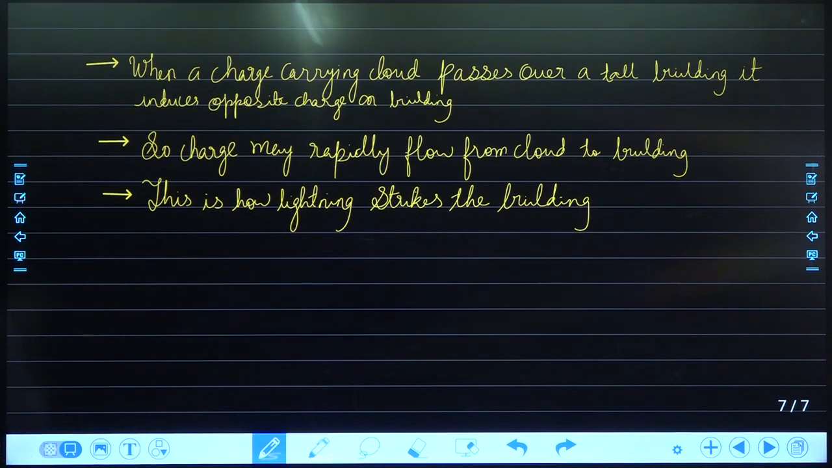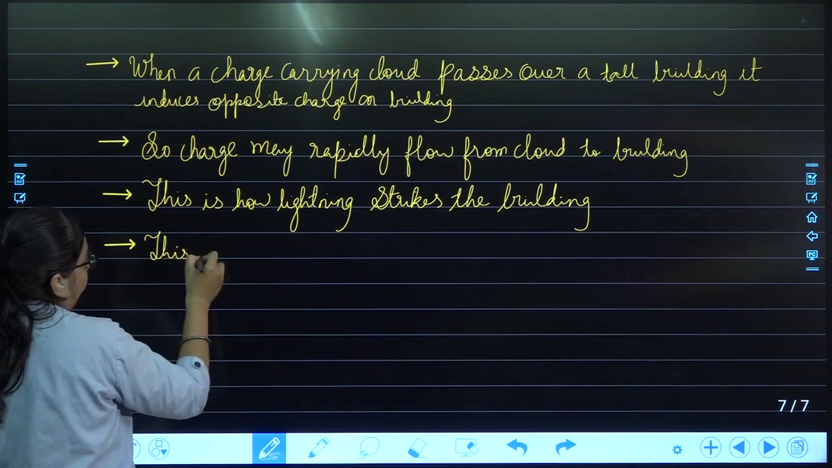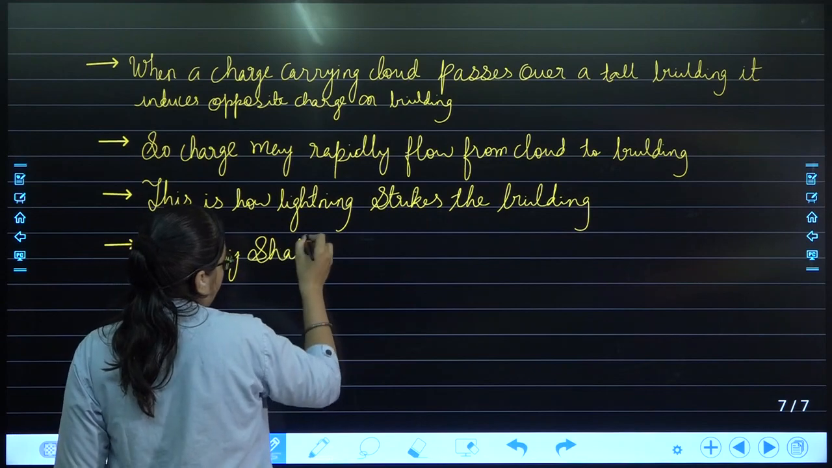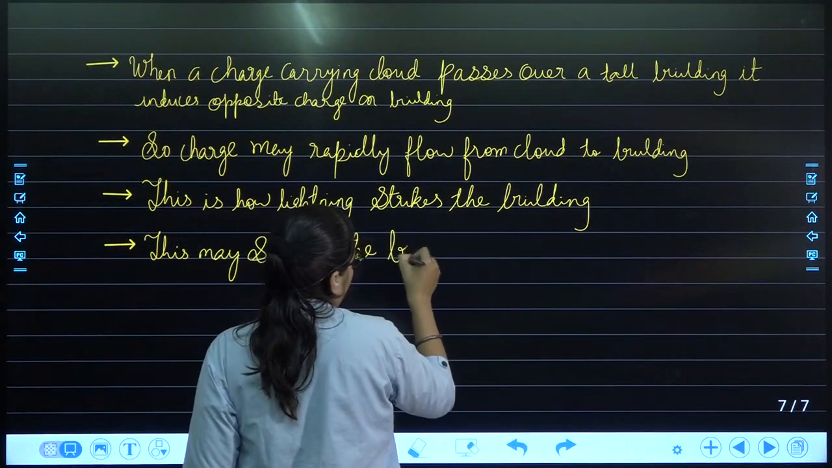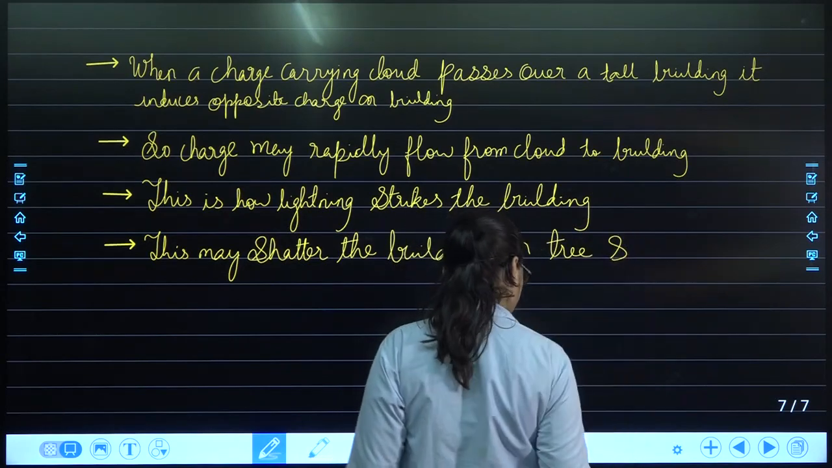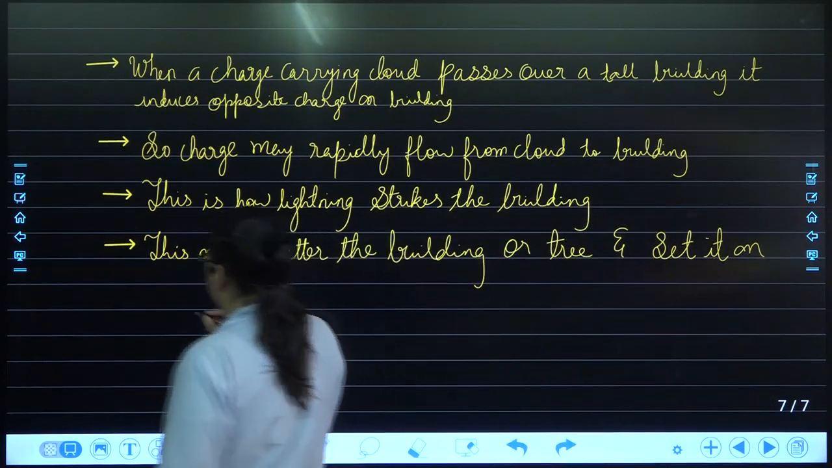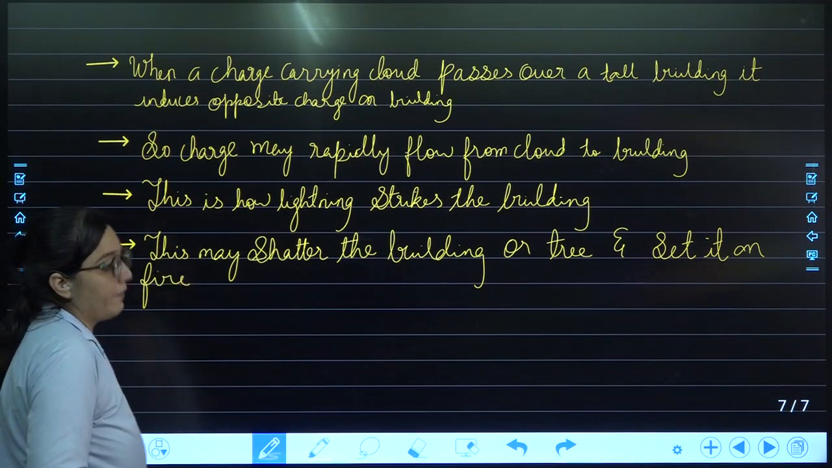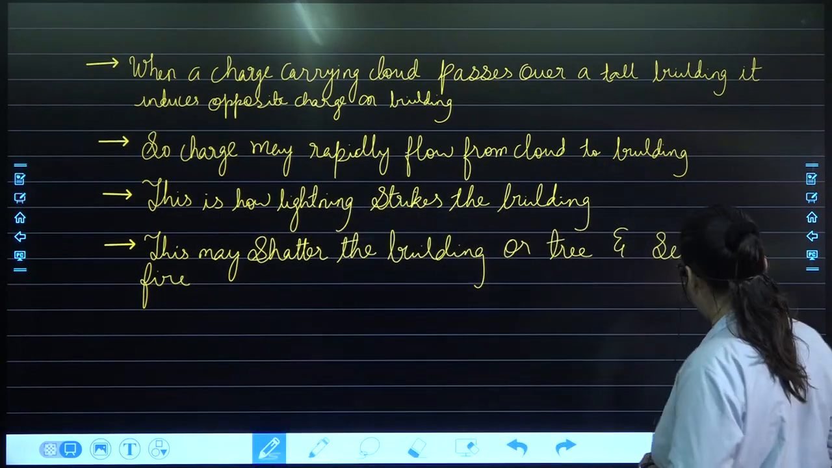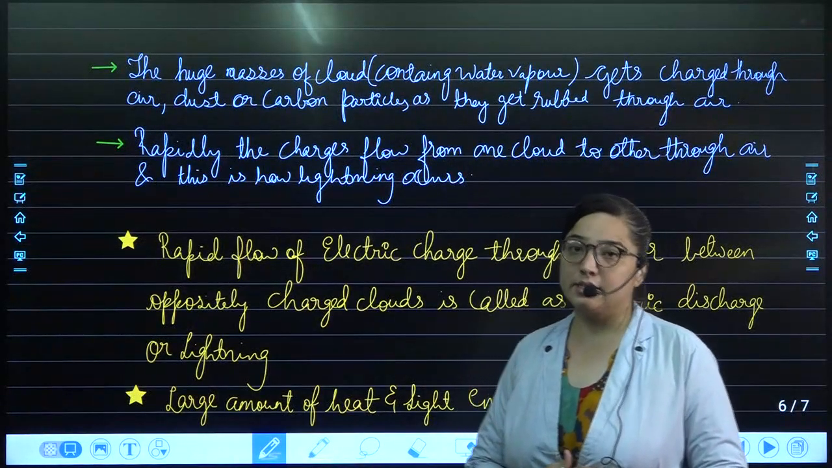Now, this can shatter the building and set it on fire. Okay, so these are important points. Please note down important concepts about the lightning. Then we will move further on to lightning safety. Be quick.